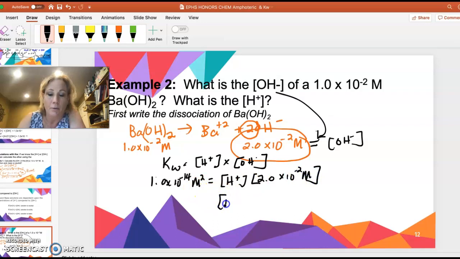So when I do the algebra, my hydrogen ion ends up being 5 times 10 to the -13th. So you should be able to tell me whether this is acidic or basic. Look at the difference between the concentrations. Which one do we have more of? We have more of the hydroxide, so we know it is basic.